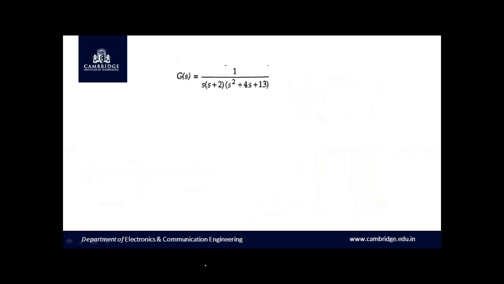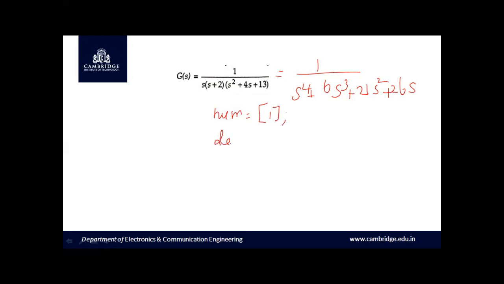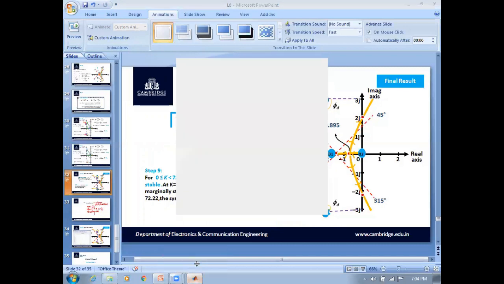Finally, let us compare the output with MATLAB. Given G(s) equal to 1 divided by s into s plus 1 into s square plus 4s plus 13. For the simplification, G(s) will be equal to 1 divided by s power 4 plus 6s cube plus 21s square plus 26s. And we know that as we don't have any zero, the numerator polynomial has only one constant, so we can write it as 1. And for the denominator polynomial, the coefficient of s power 4 is 1, s cube is 6, s square is 21, s is 26, and the constant term here is 0. Therefore, making use of the command rlocus(num, den), this gives you the complete plot of the root locus. Let me click on this MATLAB icon.